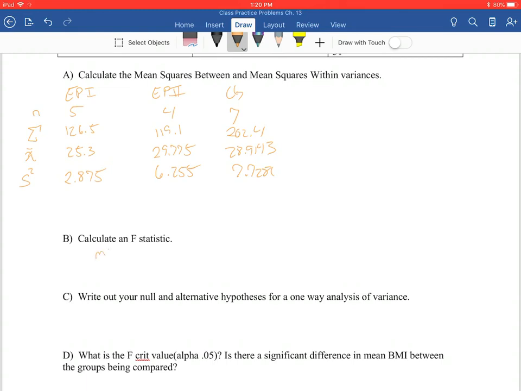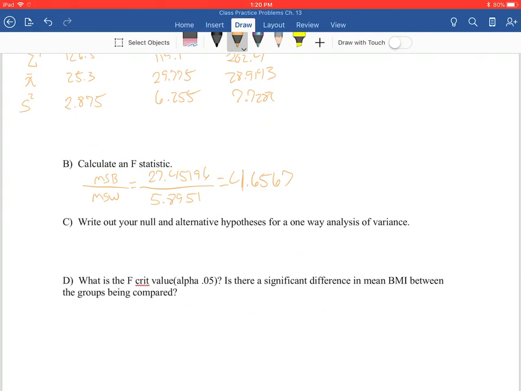Once again, going quickly through this, for your mean squares between, that's a horrible B. Not that my handwriting's great to begin with. Apologize, I'm not the greatest with it. I try though. Mean squares between and mean squares within is going to equal 27.45196 divided by 5.8951, which is going to give you a value of 4.6567.